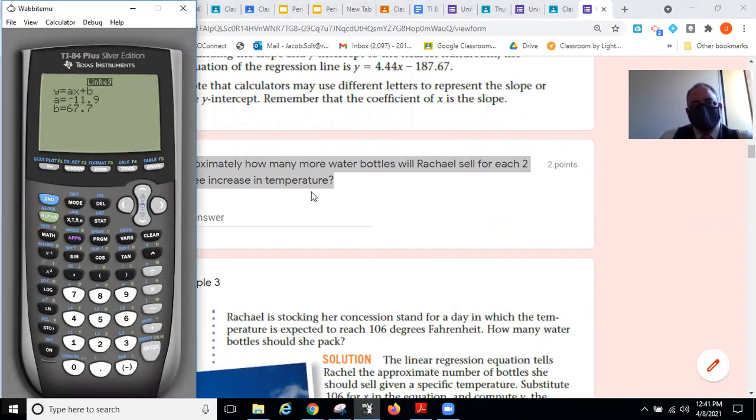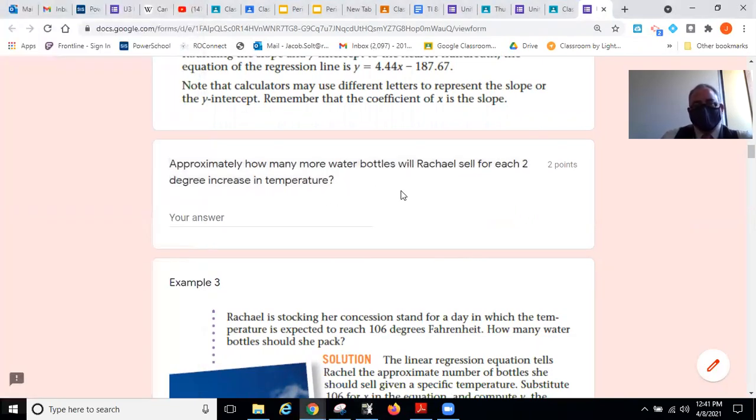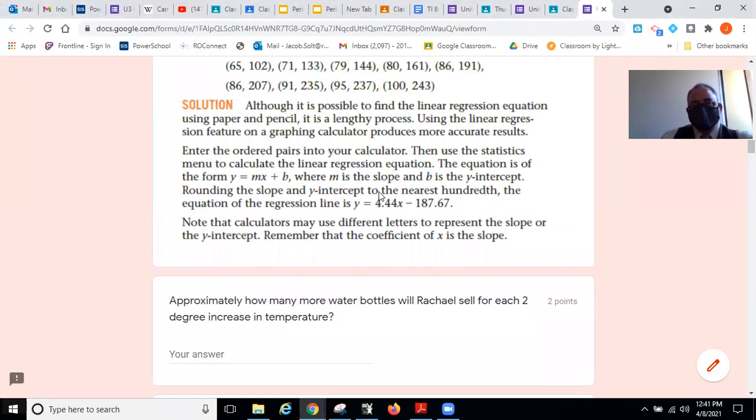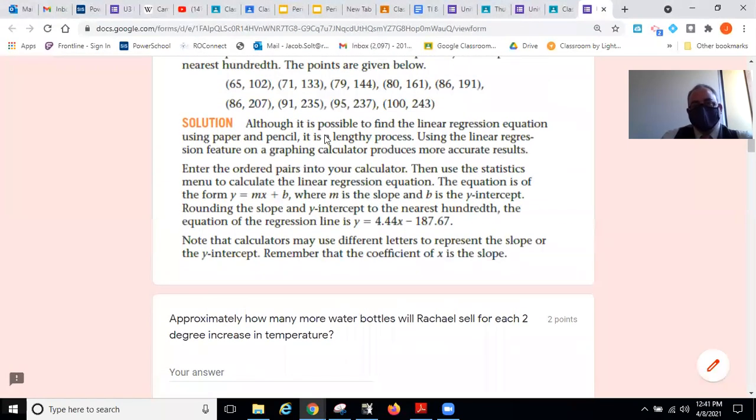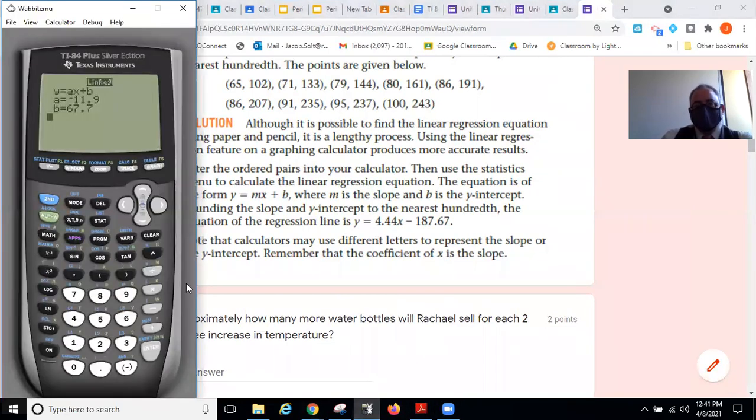All right. So how many more water bottles will Rachel sell for each 2-degree change in temperature? Well, this is for Rachel. Remember, we already had Rachel here. We already put this data in there. The slope tells us everything we need to know about this. If linear regression is the model for what's going on with this data, then every time the temperature increases by 1 degree, she will sell 4.44 more bottles of water than she would if it hadn't gone up 1 degree.